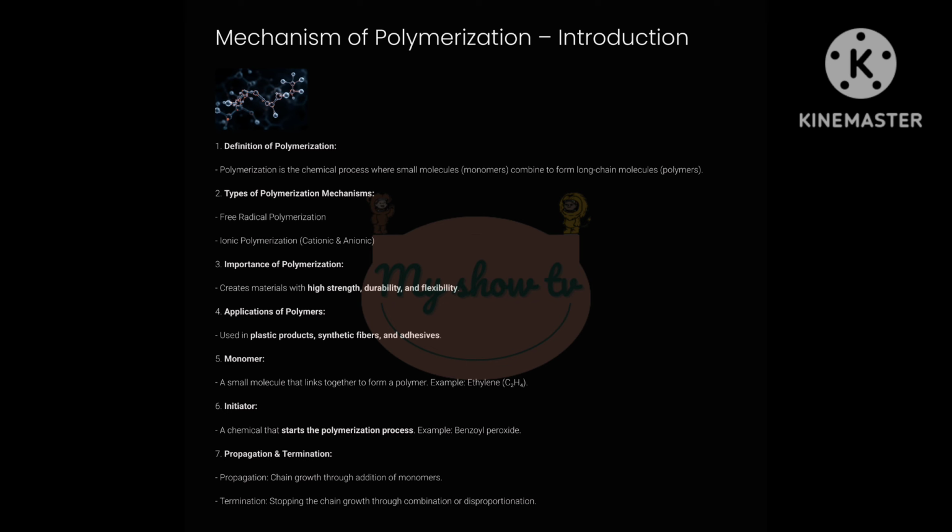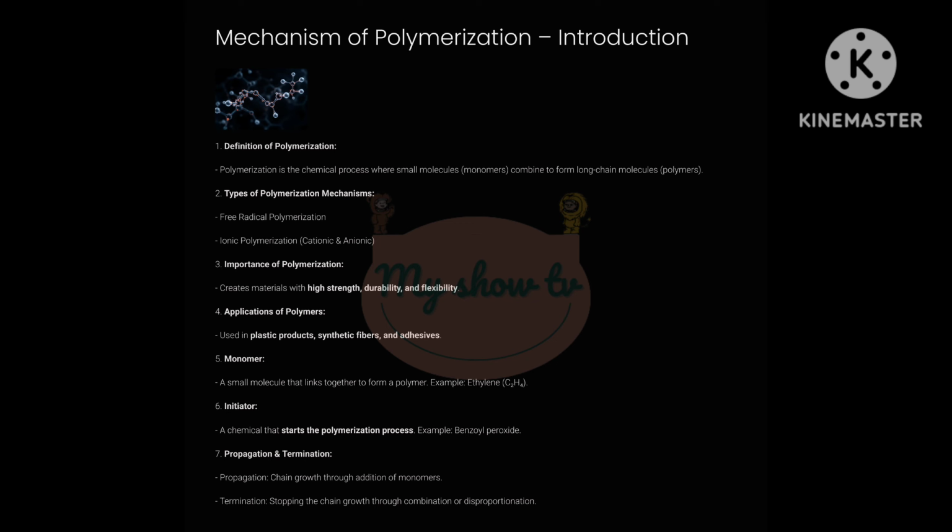1. Definition of polymerization. Polymerization is the chemical process where monomers, which are small, repeating units, combine to form large, long-chain molecules called polymers. Example, ethylene, C2H4, molecules can polymerize to form polyethylene, a common plastic. 2. Types of polymerization mechanisms. There are two primary types of polymerization mechanisms: free radical polymerization and ionic polymerization.